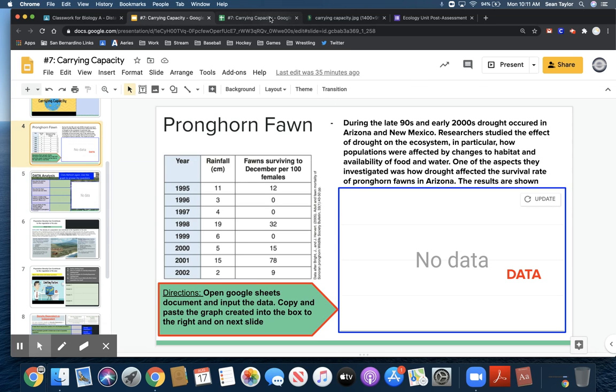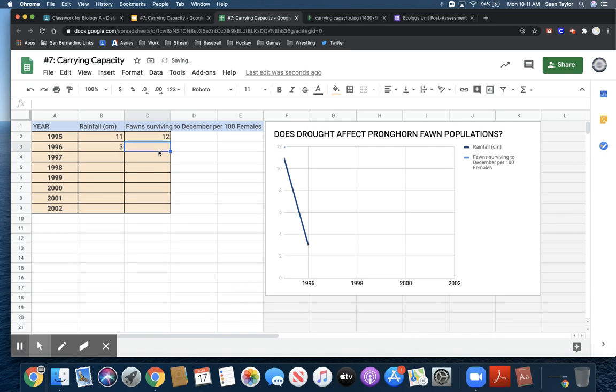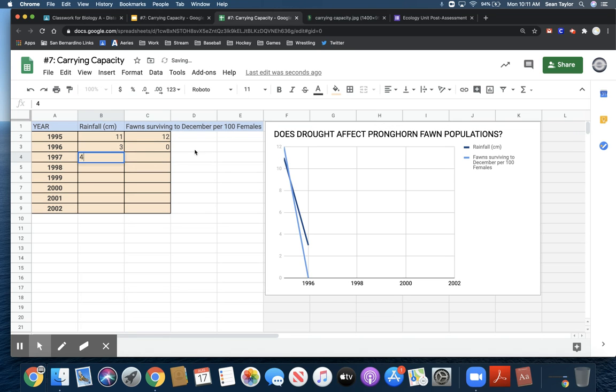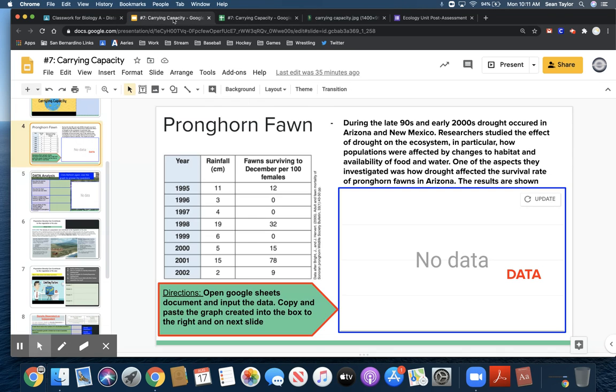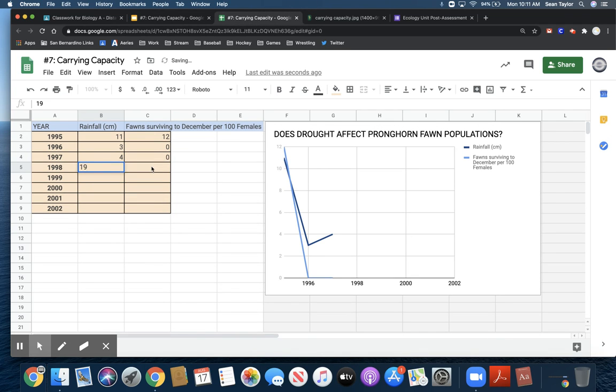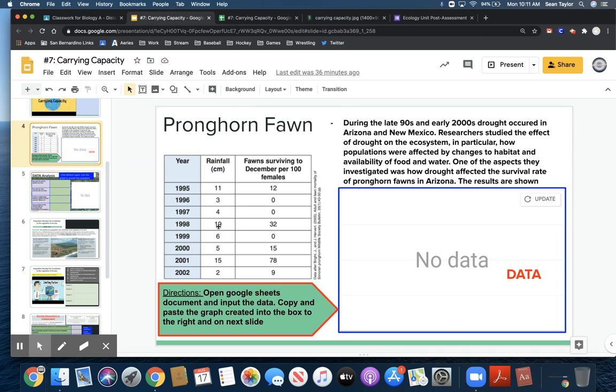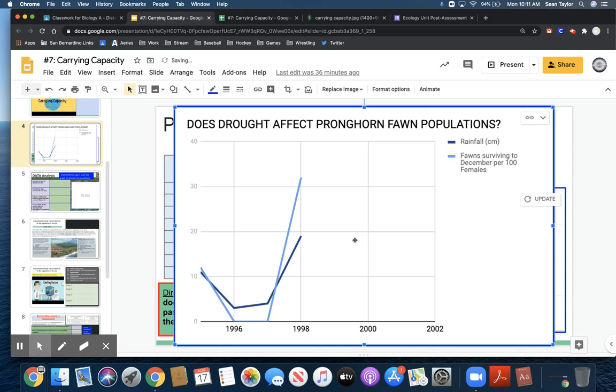Then there was 1996, 3 centimeters of rain, and 0 fawns surviving. And then in 1997, 4 and 0. And then in 1998, 19 and 32. So I'm not going to finish this graph for you. I'm going to let you do it yourself. But you should notice some lines forming where this dark blue line represents rainfall and this light blue line represents fawn surviving. So once that graph is completely filled up to 2002, you do want to go back to your assignment and paste it into here.